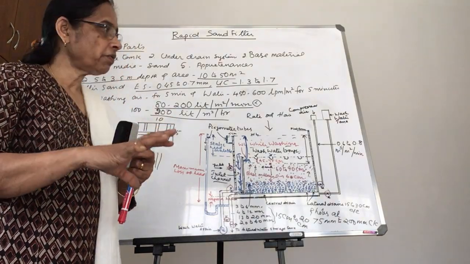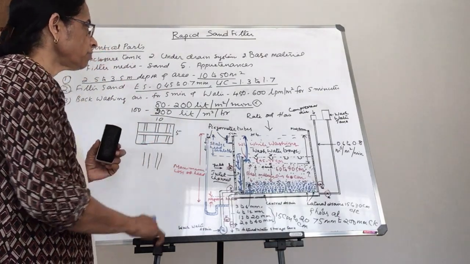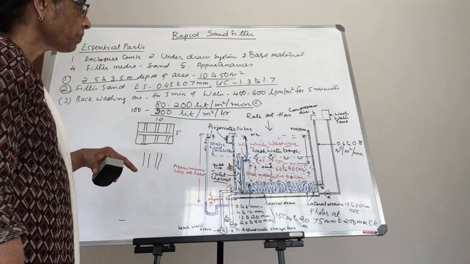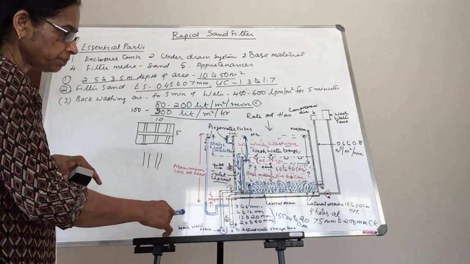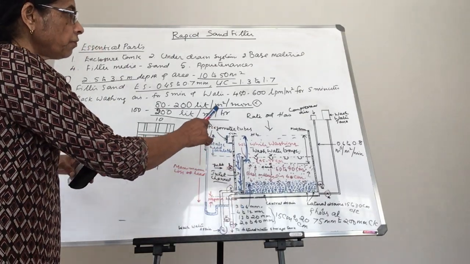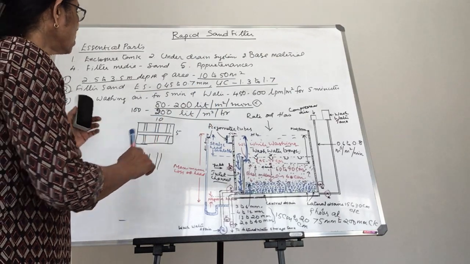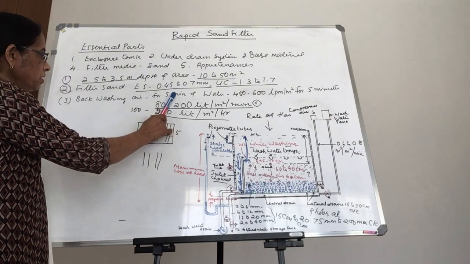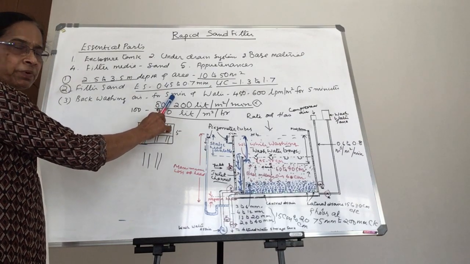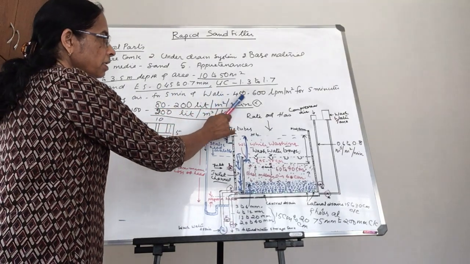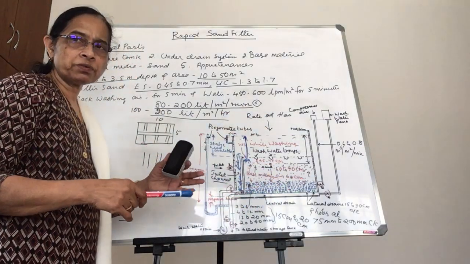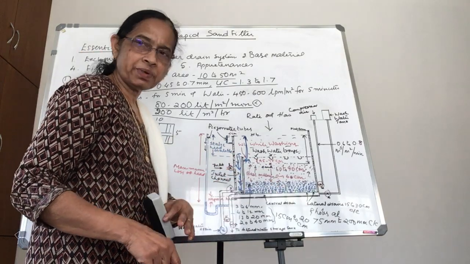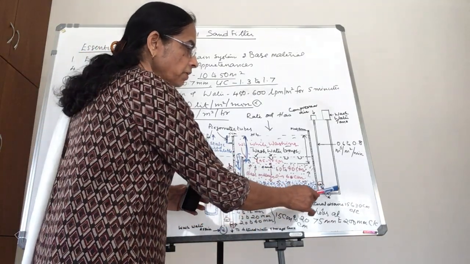Now we are allowing the compressed air. How much time do we have to allow the compressed air? You have to allow the compressed air for 5 minutes. So backwashing is for 5 minutes. After 5 minutes, what do you have to do? You have to close the air, that is, close valve number 6, and open valve number 4.